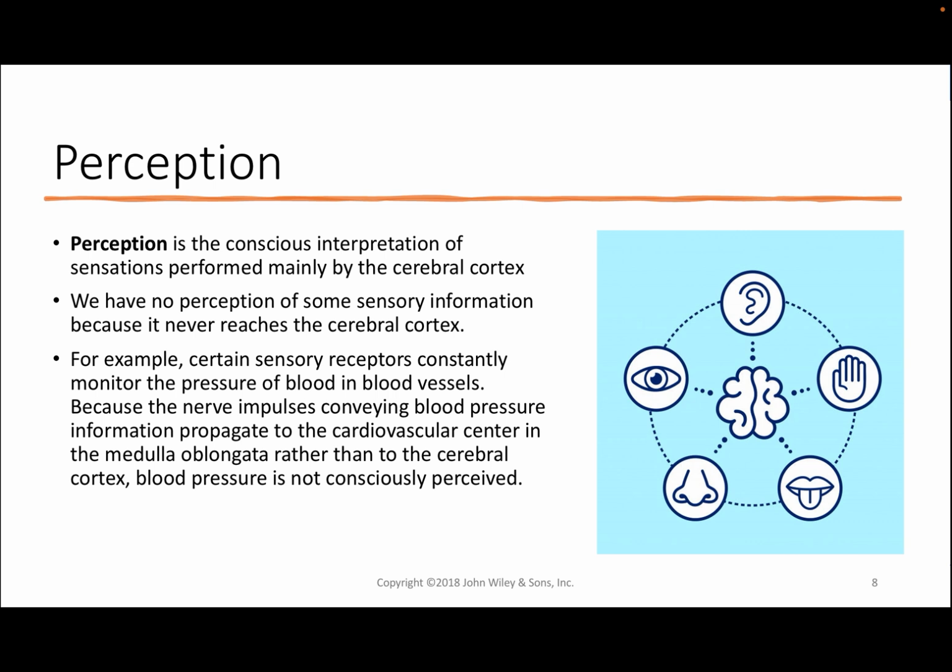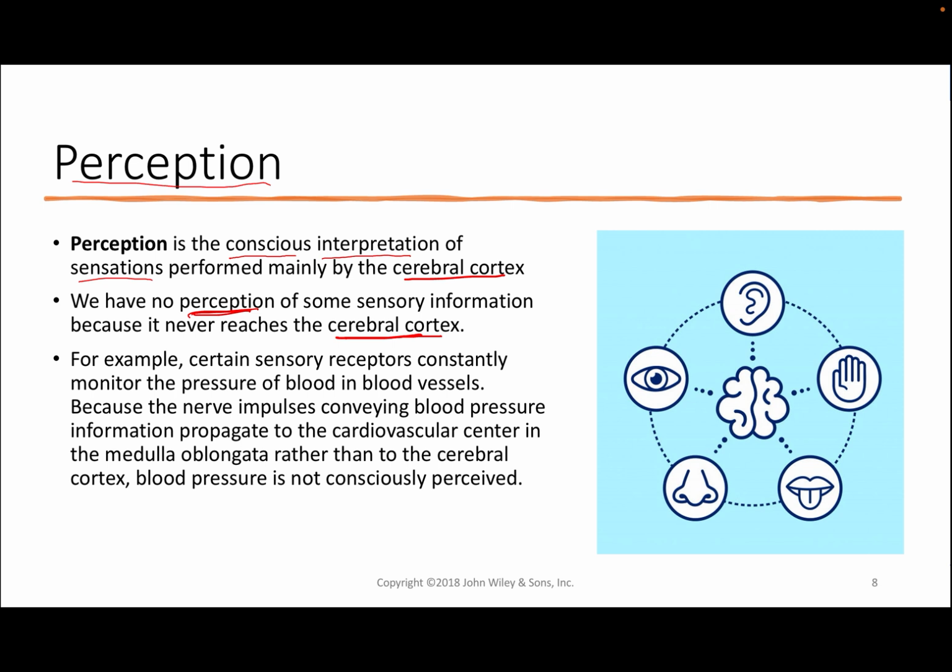This is not to be confused with this idea of perception. And perception is going to be the conscious interpretation of sensation. That is an important distinction to understand there, all right? And this is going to be performed primarily at the level of the cerebral cortex. Now, we have no perception of some sensory information, and this is because it doesn't reach the cerebral cortex, all right? Normally, we don't have any great awareness, conscious awareness, no perception, right, of our blood pressure, but we still have stimulus there. We still have that sensation, all right? We're just not consciously aware of it because it's not reaching the cerebral cortex.